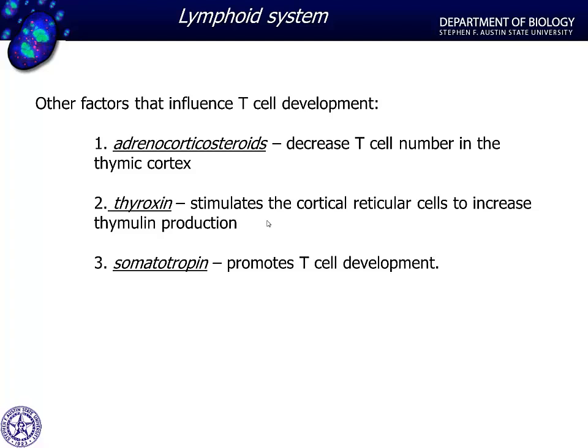Somatotropin, remember, being growth hormone, is particularly going to be active during puberty, and that's one of the reasons why we will see our thymus at its largest and contain the most T cells at puberty, because of all the different hormones coursing through the body during that developmental stage.